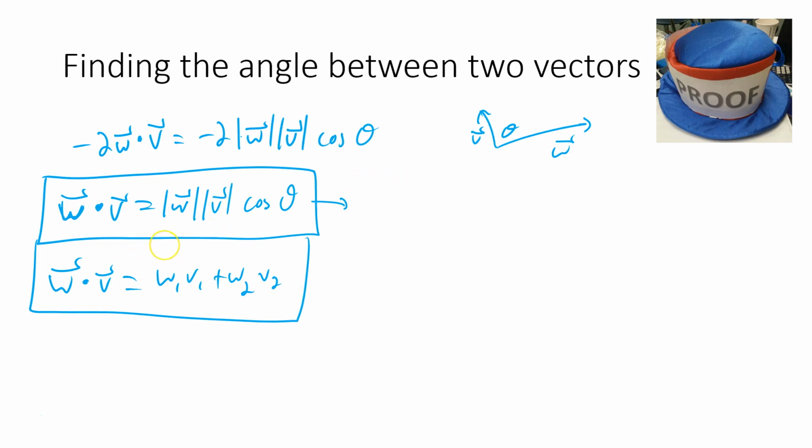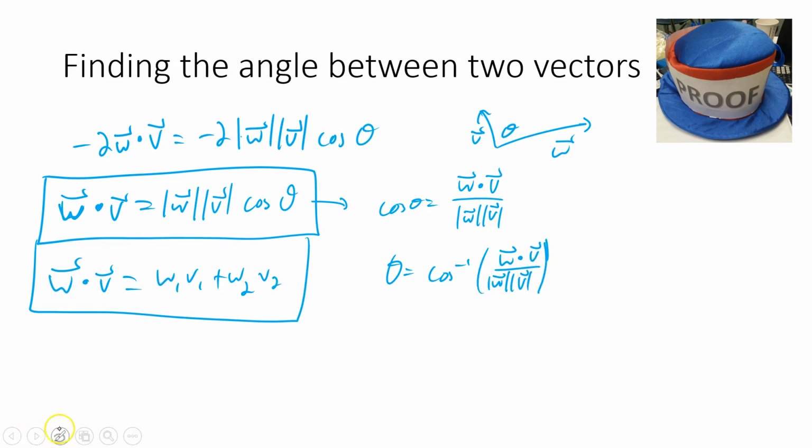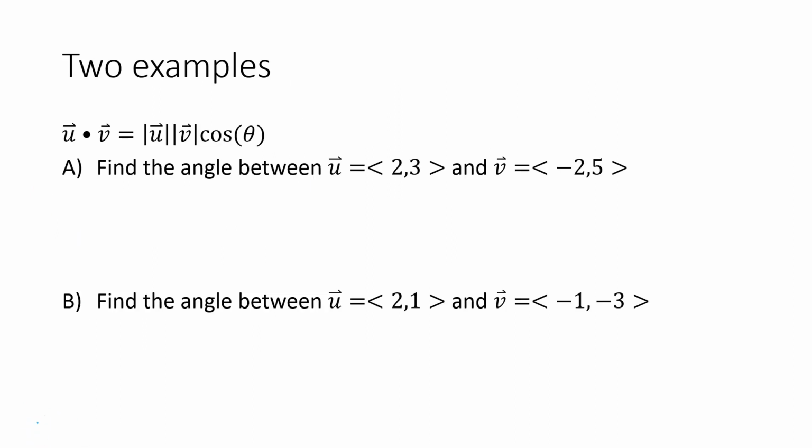So we divide by magnitude of w and magnitude of v. So we have cosine theta is equal to w dot v divided by magnitude of w, magnitude of v. And then if we want to find theta, we would just take cosine inverse. So cosine inverse of w dot v divided by magnitude of w, magnitude of v. We're going to try some examples with that. Okay? Let's take a look. So make sure you have these two formulas written down. They're really important. So we're going to find the angle between some of these vectors.